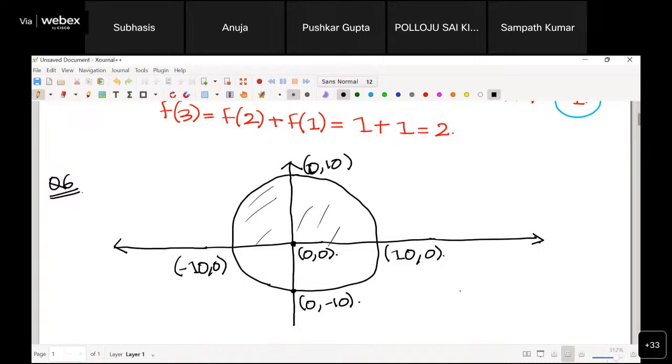It says that a person whose name is Rohan is walking along the straight line L.